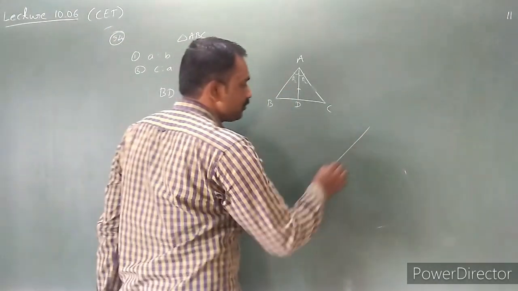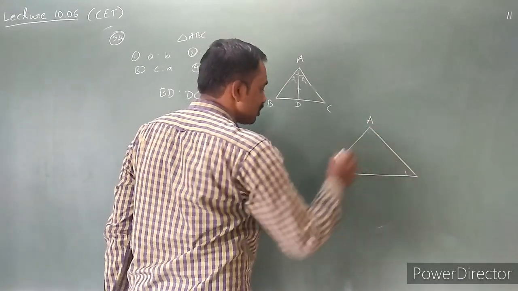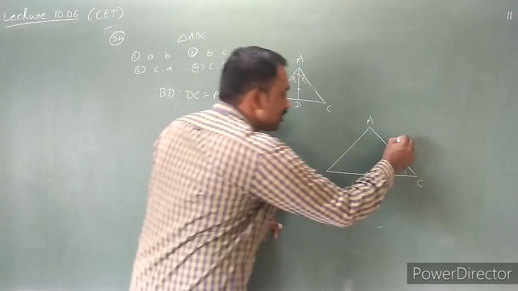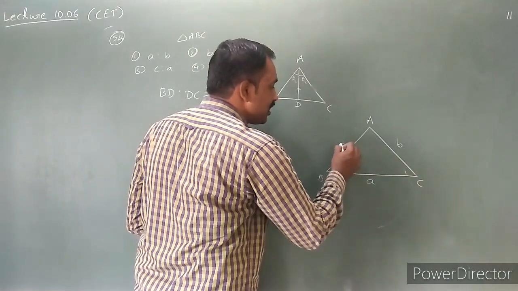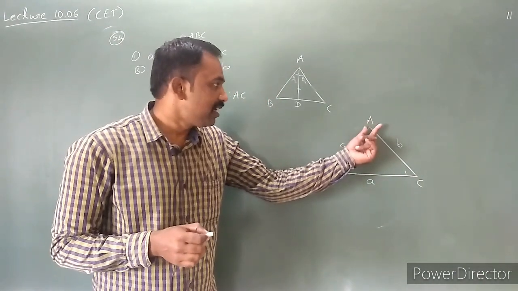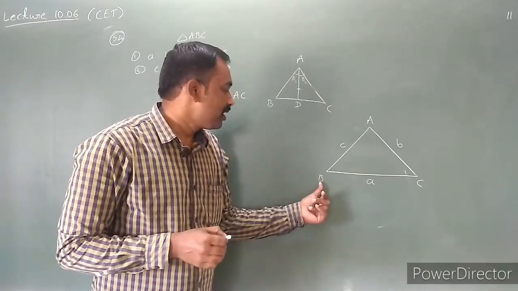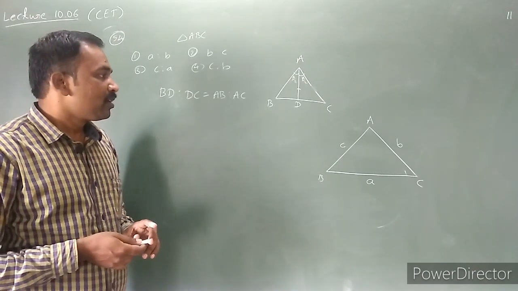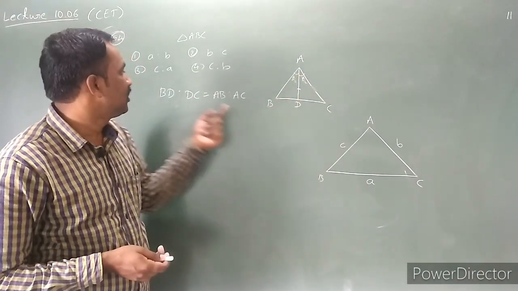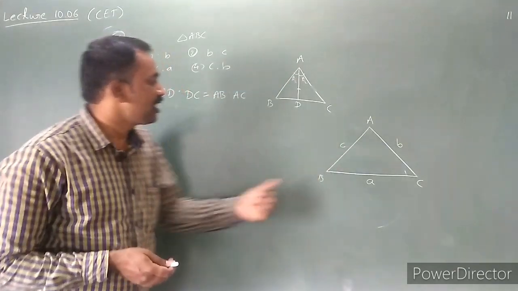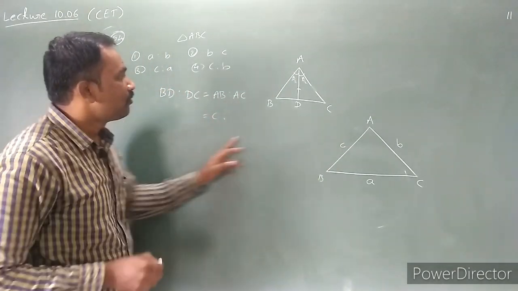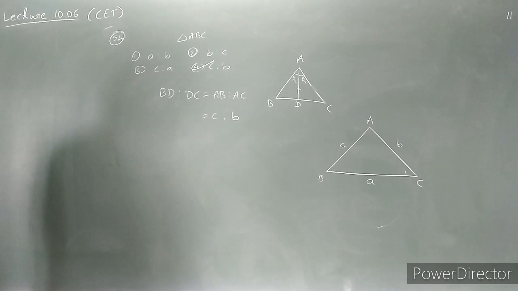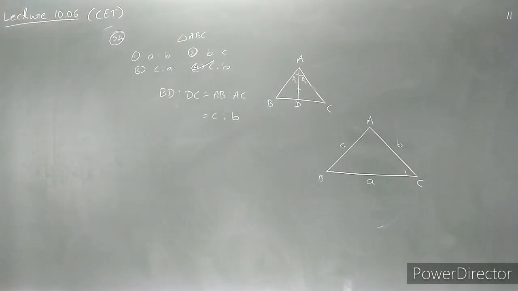So it is understood that always in any triangle, suppose ABC is the triangle, angle A's opposite side length is a, angle B's opposite side length is b, angle C's opposite side length is c. Always remember that. Then according to this, we get BD is to DC is equal to AB is to AC. What is the AB value? AB value is c. What is the AC? AC value is b. So c is to b is the answer. Is that clear? Now remember that condition.